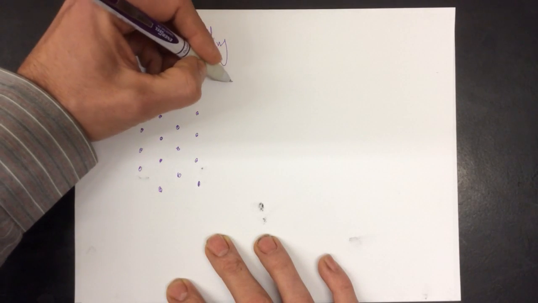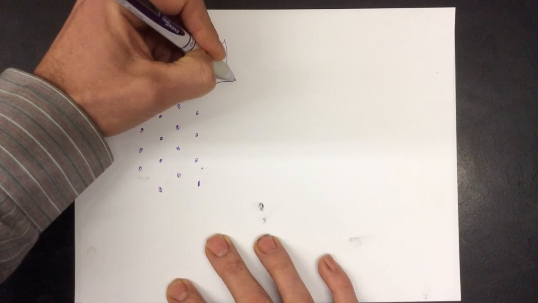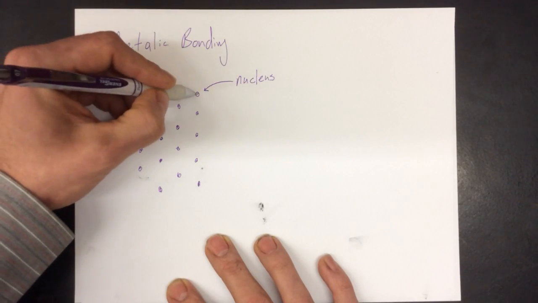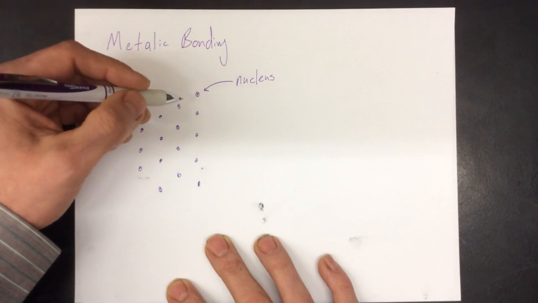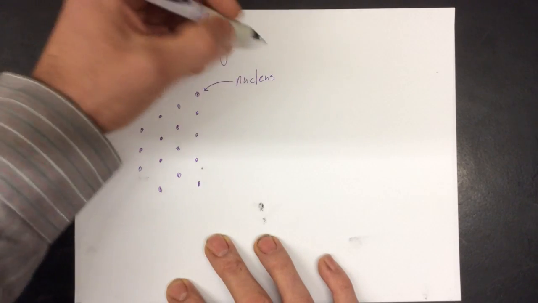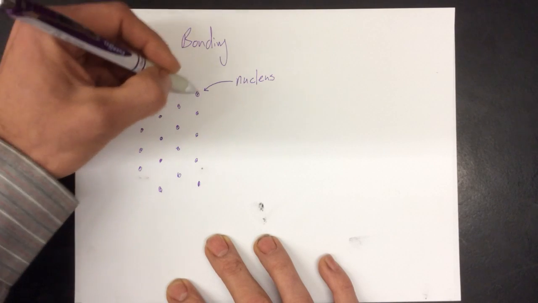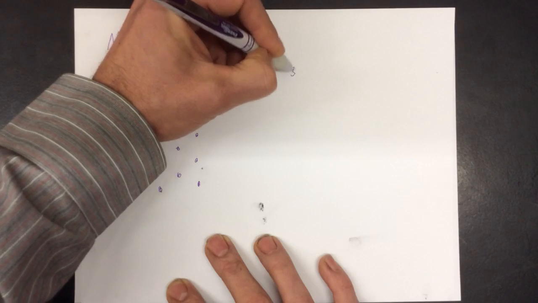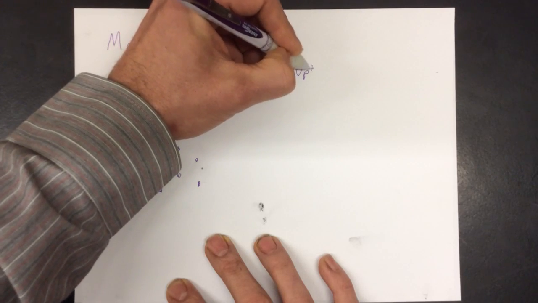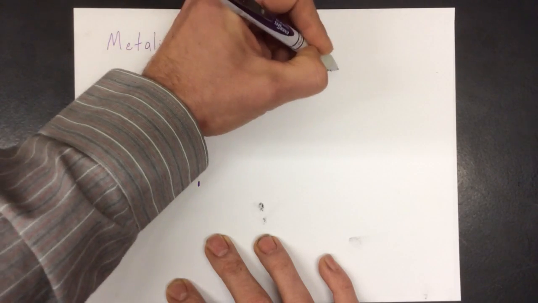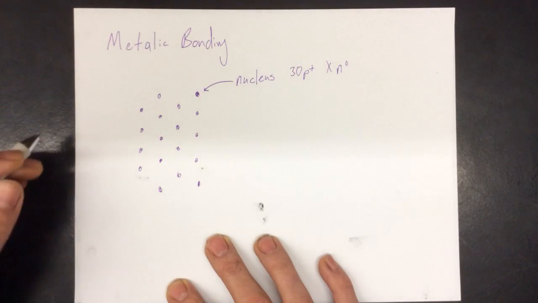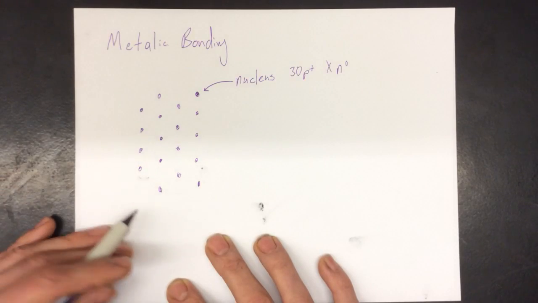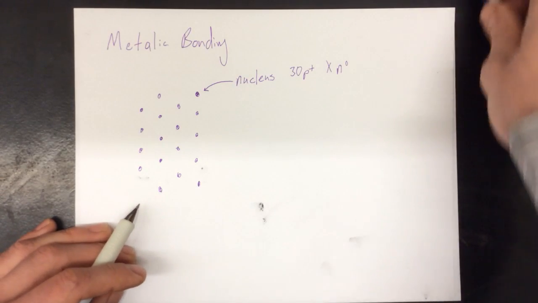What I've drawn here, these dots, would represent a nucleus. And so each one of those dots has a positive charge. The example we used in class was zinc, and if it was zinc, then each one of those dots would represent 30 protons and some number of neutrons. But of course, we also have to account for the electrons.